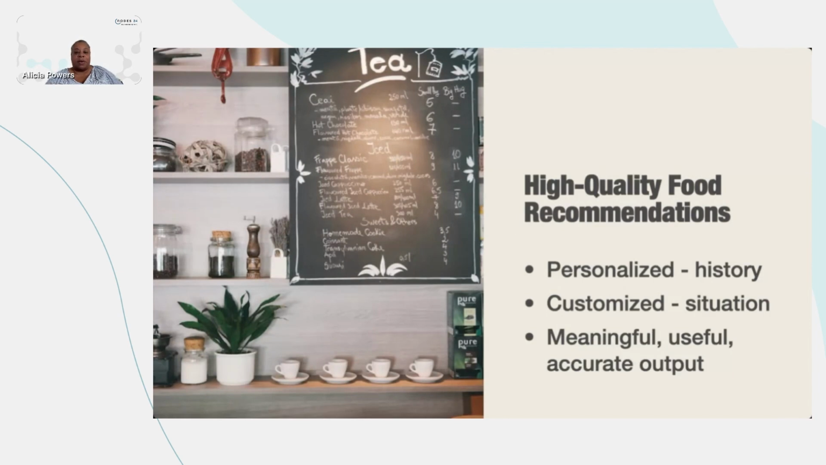So when I think about high quality food recommendations now, I still think they should be personalized, meaning they should consider people's history and their preferences. I also think they should be customized, because different situations matter: if you're not at home, it's different than when you are at home and you can cook. If you have allergies or it's for a special occasion, you should be able to ask the LLM specific questions given a particular circumstance or event. So I really want the recommendations to be meaningful and useful. And then I really need them to be accurate, because we're talking about people's health.